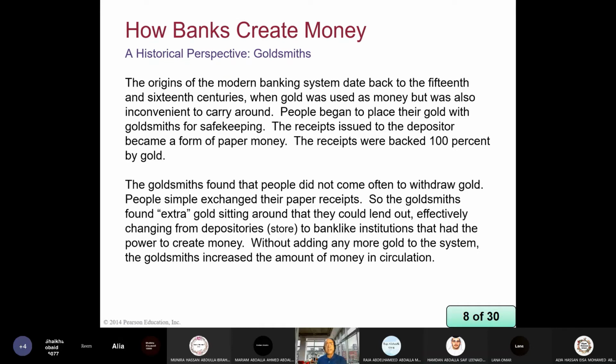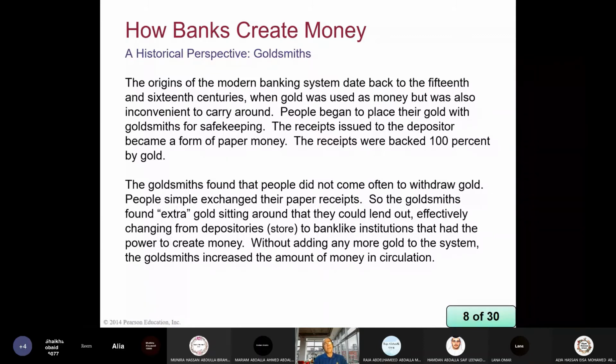Okay, Alia. Yes, doctor. The goldsmith found that people did not come often to withdraw gold. People simply exchanged their paper receipts, so the goldsmith found extra gold sitting around that they could lend out, effectively changing from a depository store to a bank-like institution that had the power to create money without adding any more gold to the system. The goldsmith increased the amount of money in circulation.